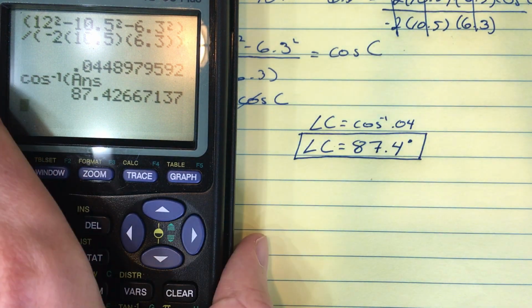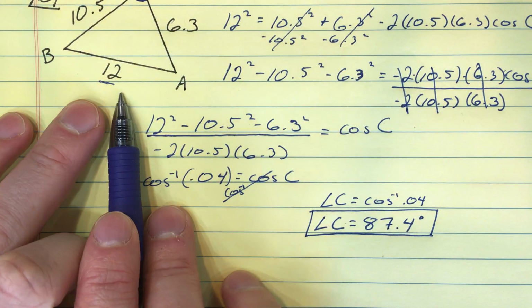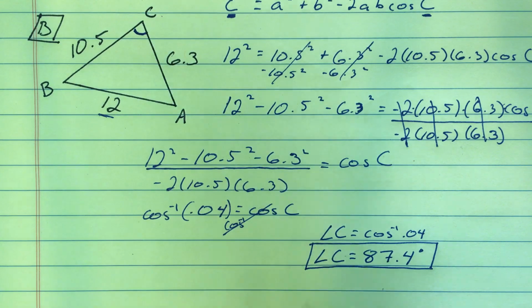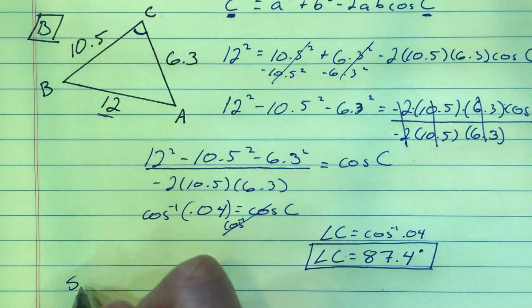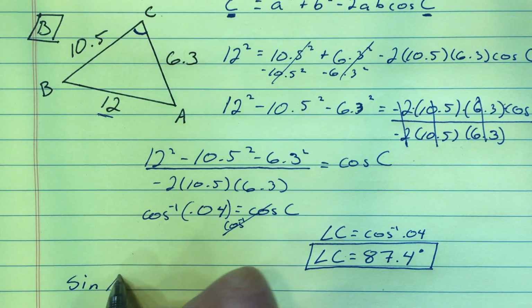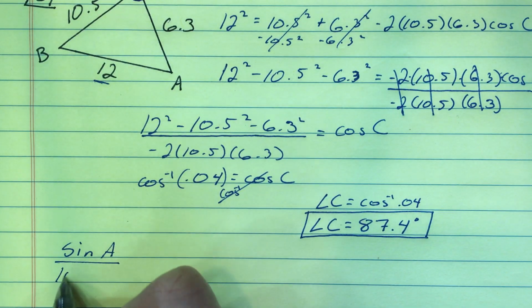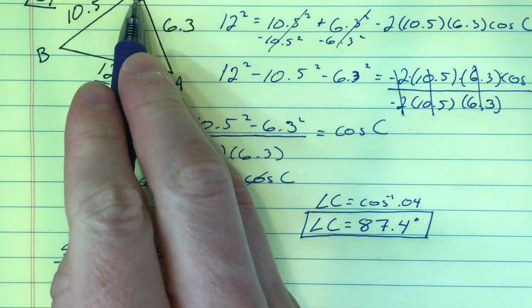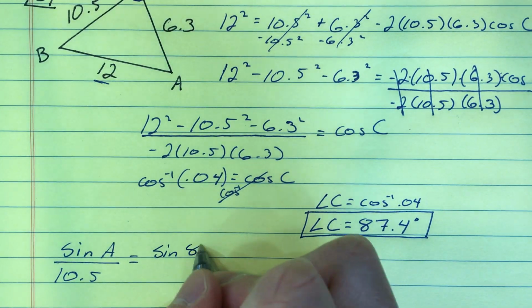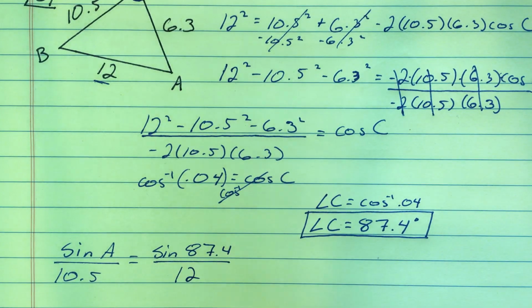We still have all three sides. And now that we have one of the angles, we also have its corresponding side here of 12. Now we can use law of sines. Let's solve for angle A using law of sines. So let's go sine of angle A over the side A, 10.5, equals sine of angle C that we know is 87.4 over 12.